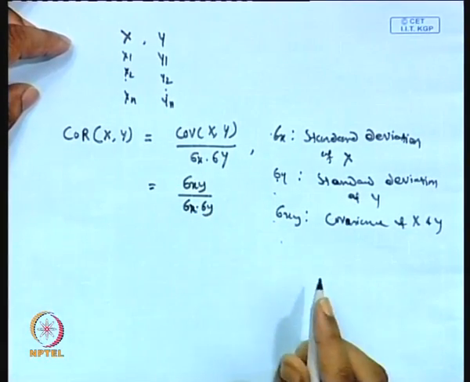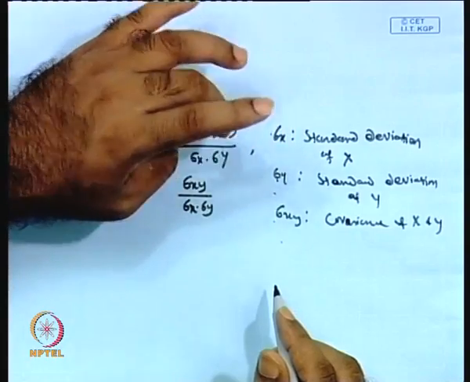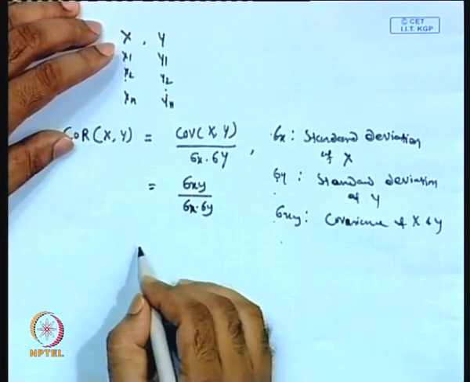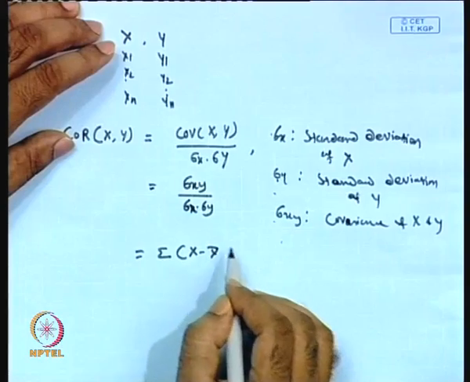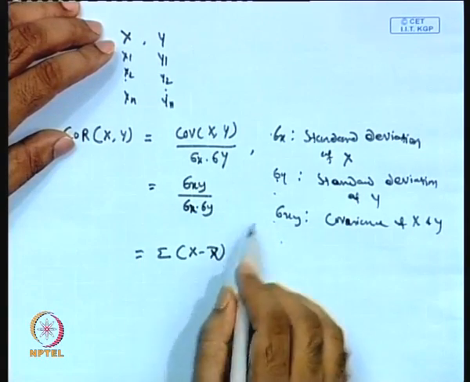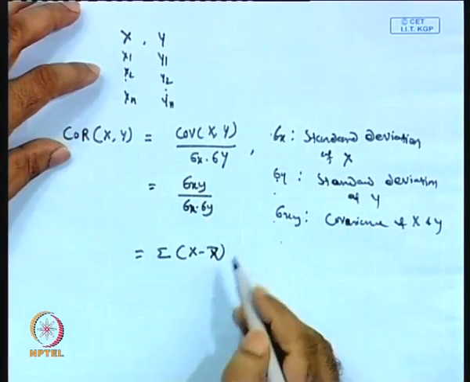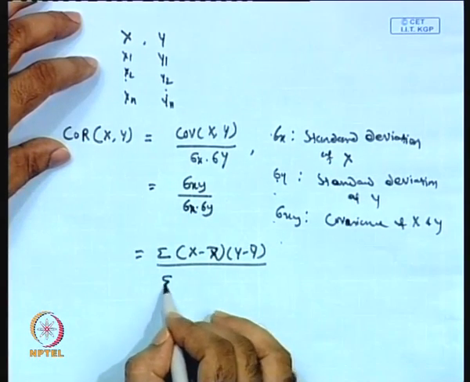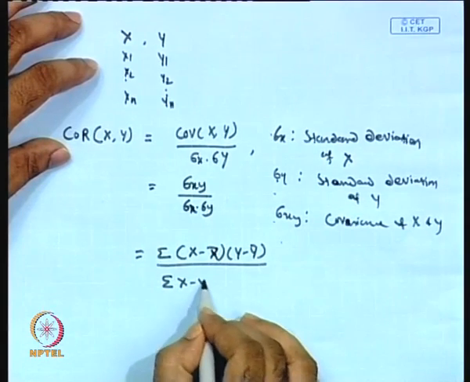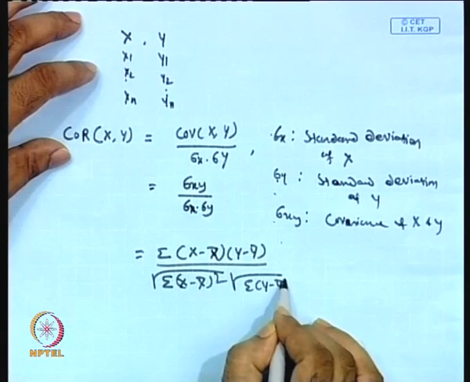So correlation is nothing but the ratio between covariance of x, y and the standard deviation of x and standard deviation of y. To put it in explicit format, the correlation of x, y is nothing but summation of covariance between x minus x bar into y minus y bar, divided by summation x minus x bar whole square into summation y minus y bar whole squares.